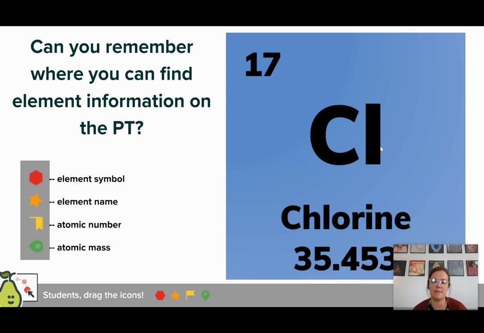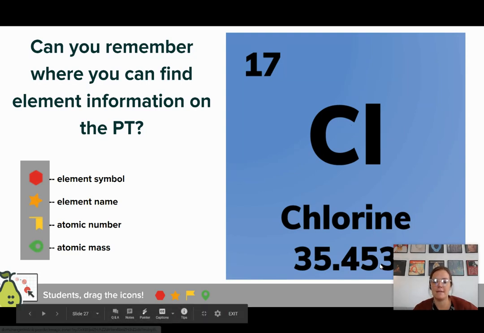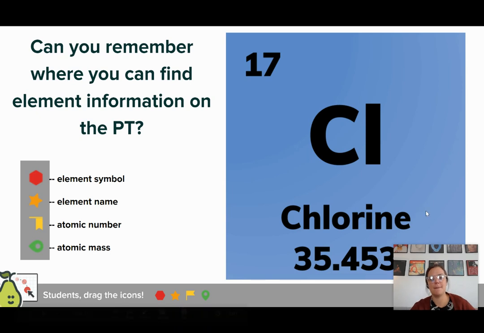All right, so can we remember this? Where do I find this information? Awesome. So up here at the top, that is your atomic number, number 17. The Cl is your atomic symbol. Chlorine is the element name. And then the mass is down here at the bottom.